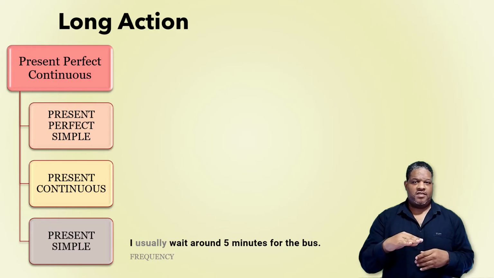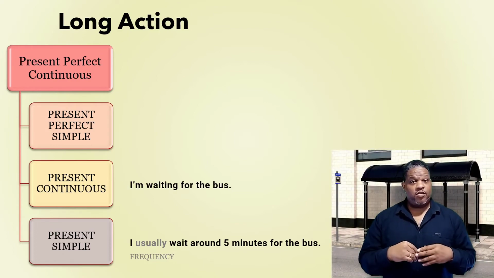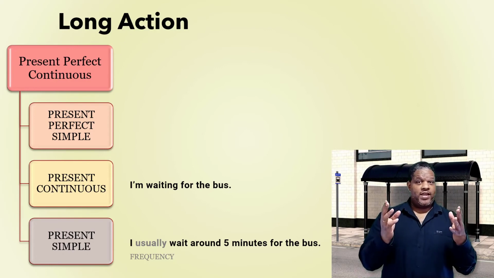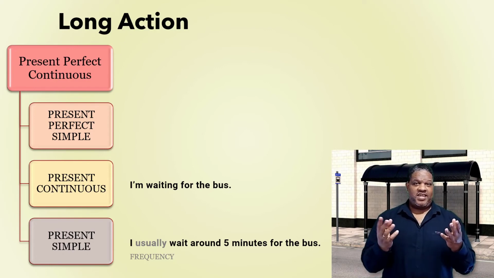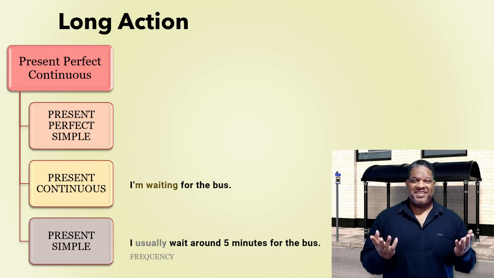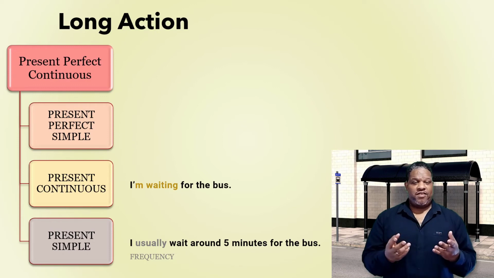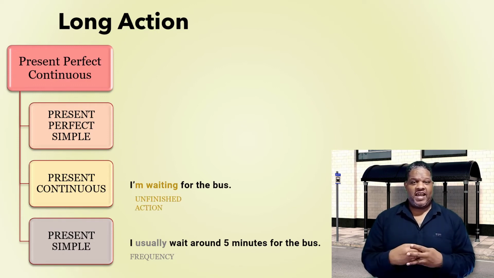So that's simple. Now, what am I doing? I'm waiting for the bus. Can't you see? I'm at the bus stop and I'm waiting for the bus. So that's pretty clear. In the moment, the long action is continuous.